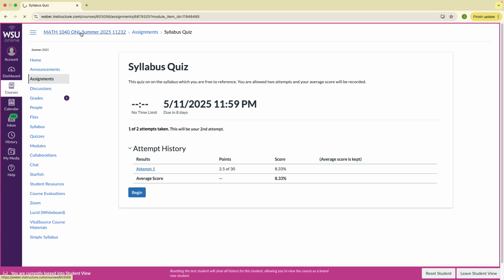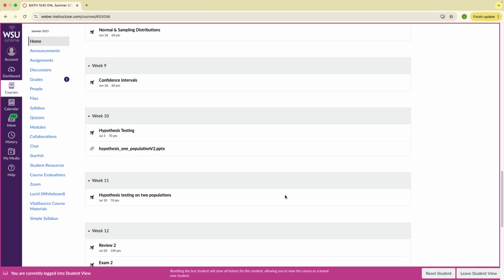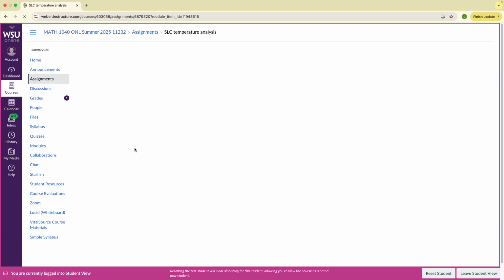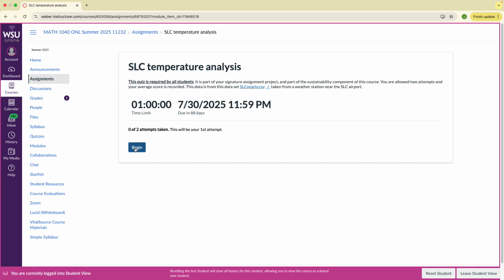I want to look over one other thing here. This is a temperature analysis quiz. If I was to click on this, just want you to know that this is a timed quiz. If you exceed this time limit, it's going to submit the quiz regardless. You are allowed 2 attempts, and your average score is going to be recorded. So just keep that in mind.